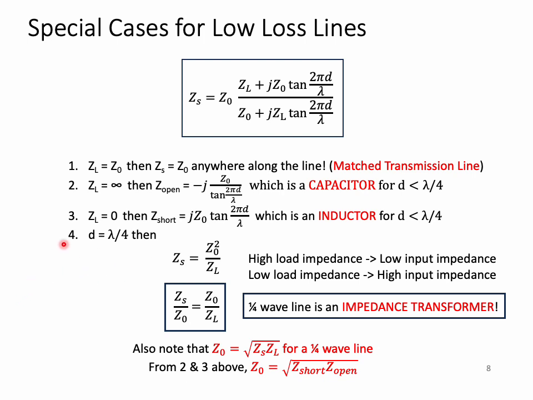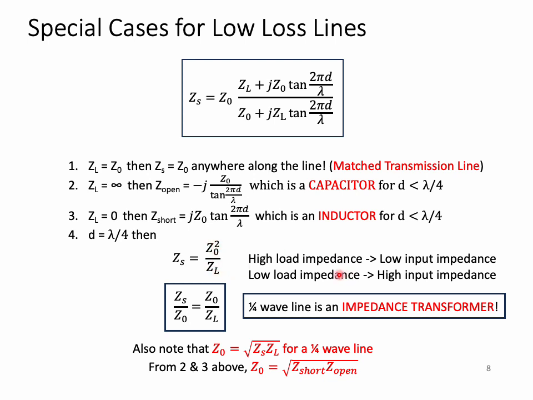Now, the special case that we're interested in here is when the length of the line is precisely a quarter wavelength. If that's the case, then everything cancels here and you get ZS, which is the source impedance or the impedance looking into the line, is the square of the characteristic impedance divided by the load impedance.